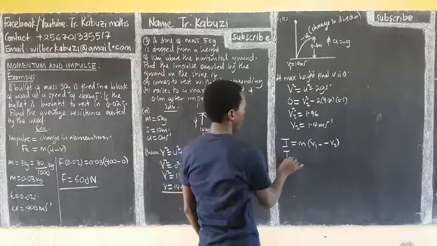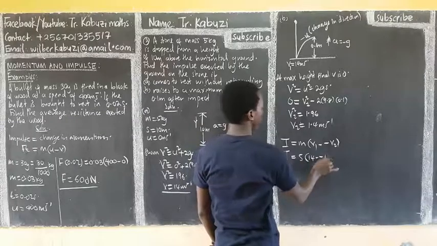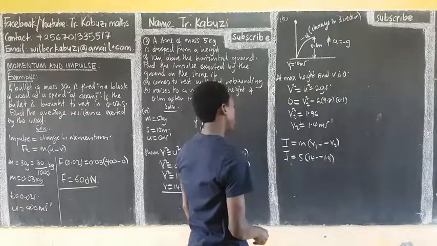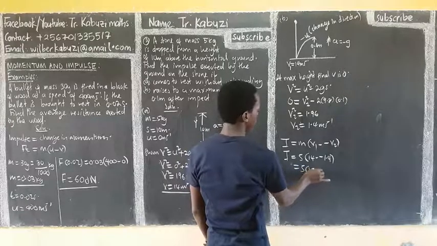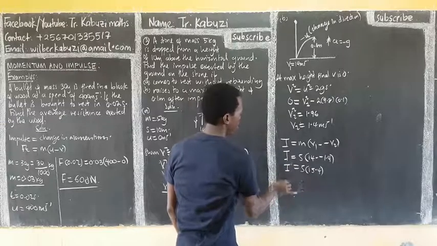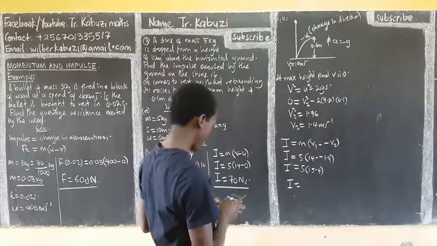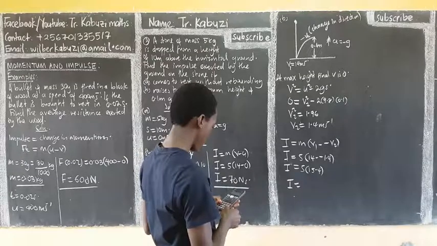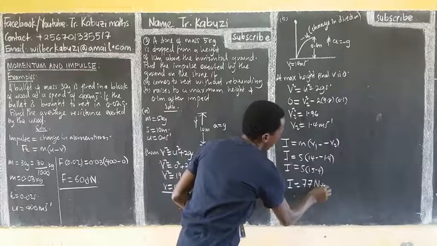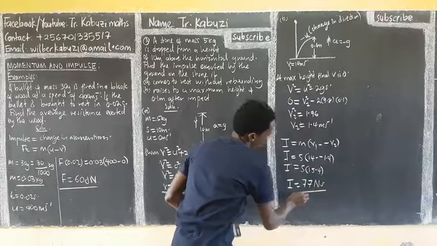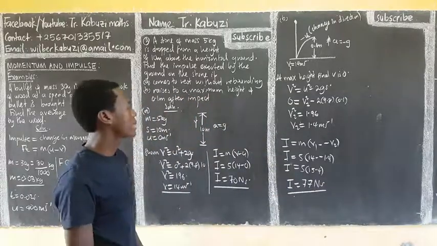Okay, that's why we have it like that. So from here, my I will be 5 into 14 minus 1.4, plus, implying that this will be 5 into 15.4. And so my I, the impact, is going to be 77 Newton seconds. And that's what we are going to be having as the impulse. So that's how you handle those two cases there.